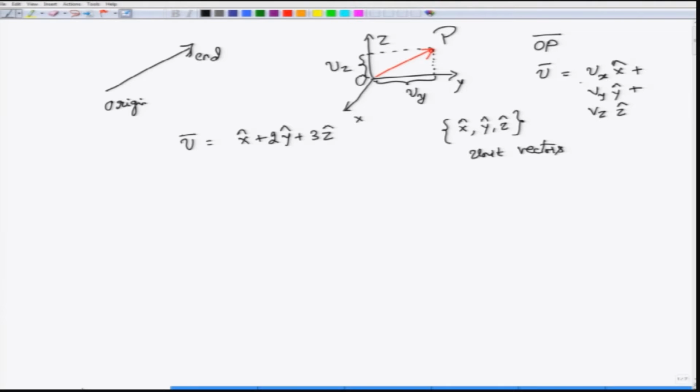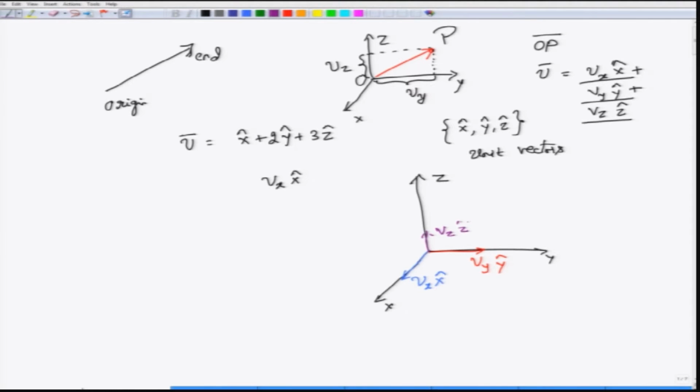In this case, you actually have an addition of 3 vectors. Each of those vectors, Vx x hat, is actually a vector which is directed in this Cartesian coordinate space, if we call this the x, y and z axis. So, this is Vx x hat. It is a vector along the x direction and its magnitude or length is Vx. Similarly, you have a vector Vy along y hat, and finally, you have a vector Vz along z hat.